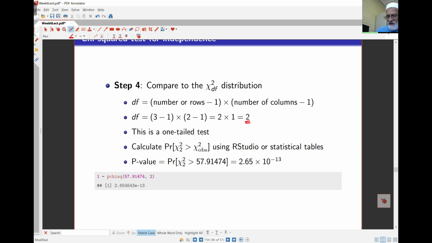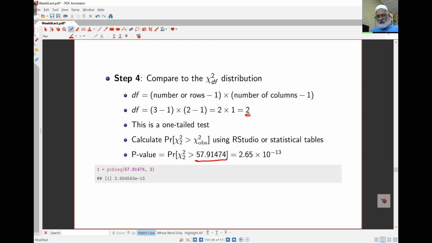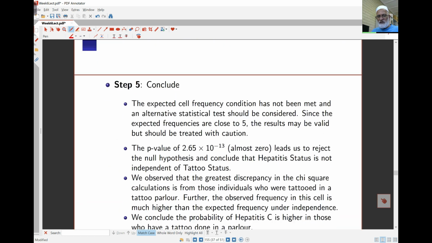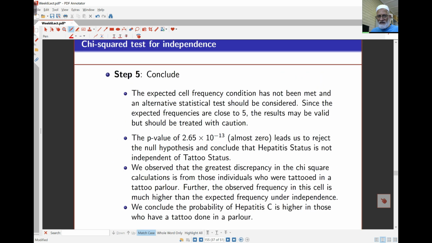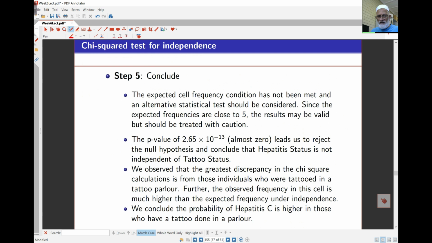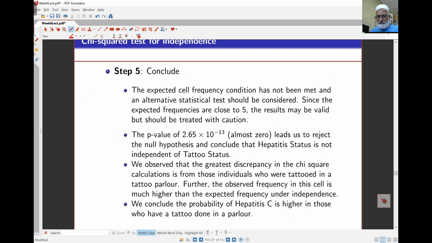And my value here for the chi-squared observed value is quite large. We know the degrees of freedom for this chi-squared 2 distribution is 2. So the p-value will be quite small. It is quite small. So again here we reject the null hypothesis, and we conclude that these two variables, this is the incidence of hep C and the place where the tattoo was actually done, are not independent.